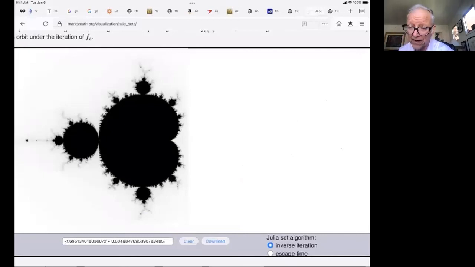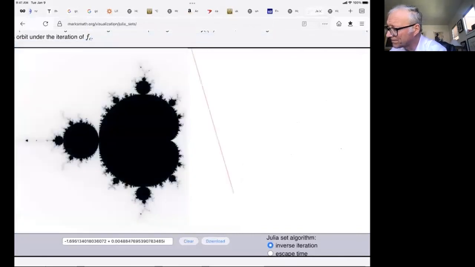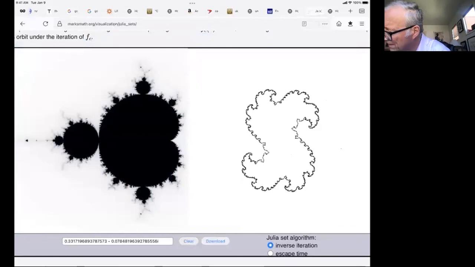It turns out that there are four types that you can classify, depending on whether they have an inside or not. And you get them all by picking different points in the Mandelbrot set.